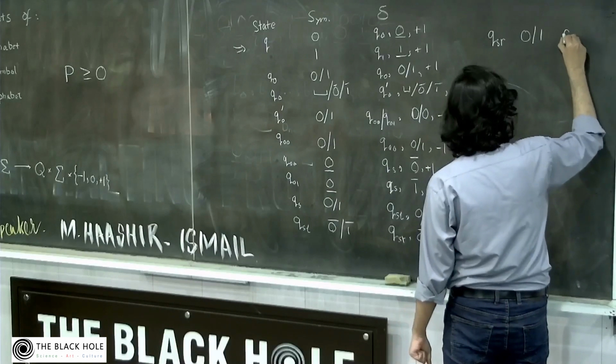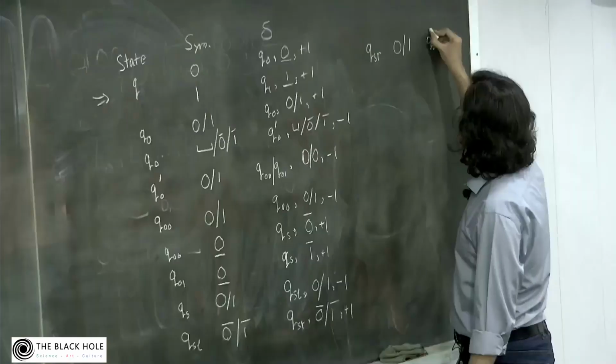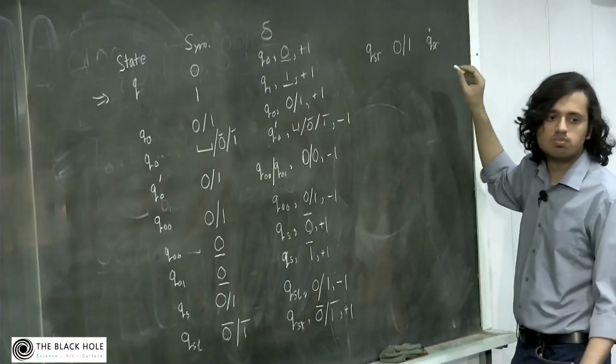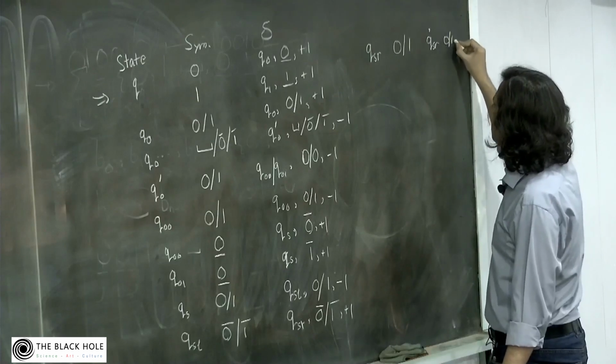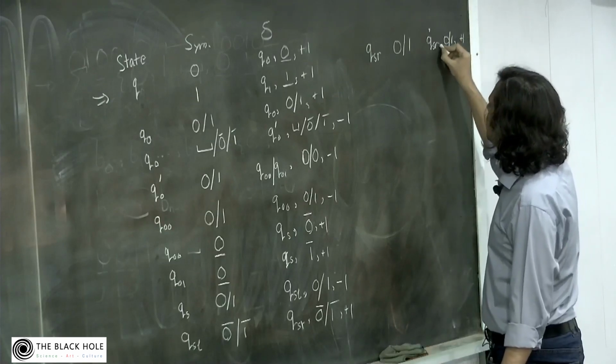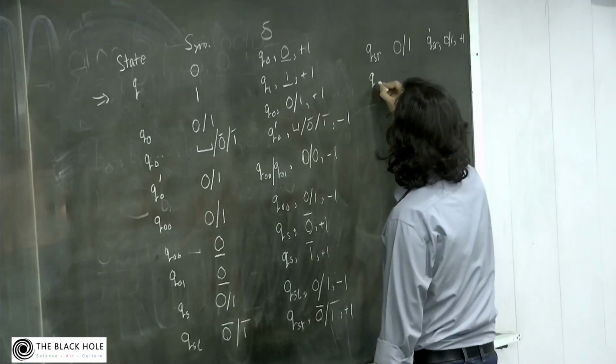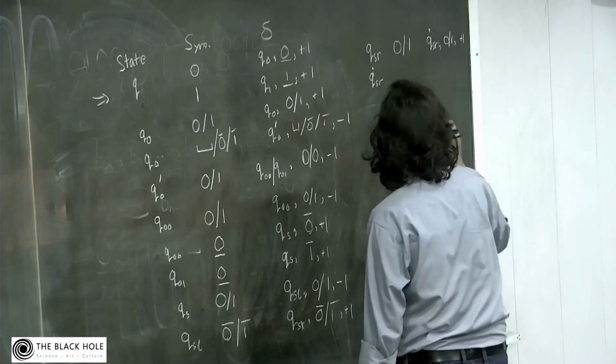Leave it as it is. This dot just indicates we've gone one position. It's nothing mathematical. 0, 1, plus 1. And if we happen to be in Q_S R accented with a dot.